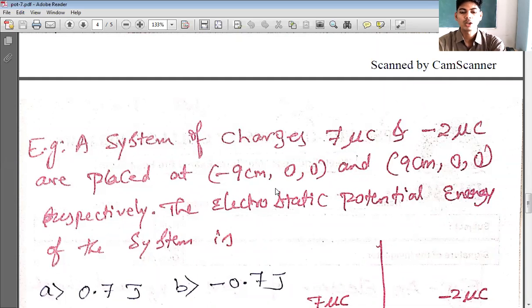Can you tell me what is the distance between 7 microcoulomb and minus 2 microcoulomb? Look at the coordinates. Two charges, 7 microcoulomb and minus 2 microcoulomb, are placed at minus 9 centimeter, 0, 0 and 9 centimeter, 0, 0. You need to calculate the electrostatic potential energy of the system of charges. Can you tell me what is the distance between the two charges? Very good, 18 centimeters.